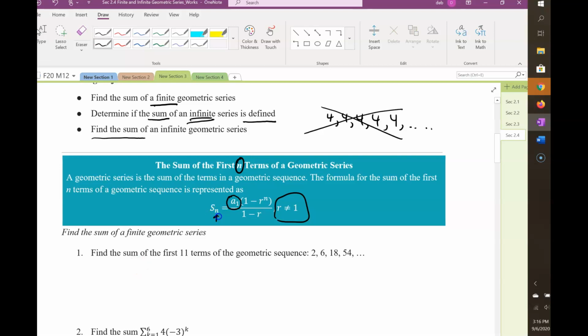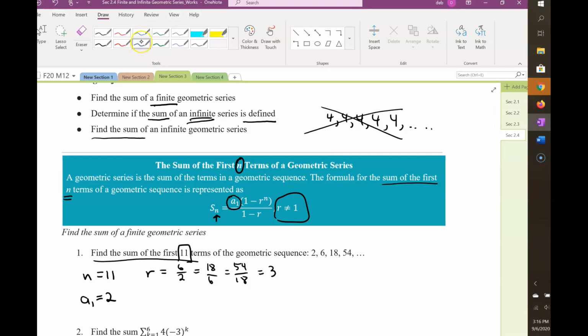The n is the sum of the first n terms. So in this question, it's the first 11 terms, so n equals 11. Then we can see our first term is 2. And then our r is 6 over 2, which is the same as 18 over 6 or 54 over 18. In each case it's 3, so r is 3.